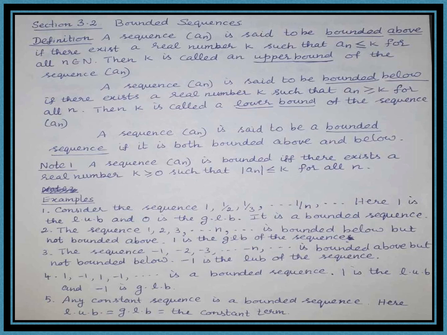Let us consider the sequence 1, -1, 1, -1, etc. It is a bounded sequence. The upper bound is going to be 1 and the lower bound is going to be -1. When we take any constant sequence, say 1, 1, 1, 1, etc., the upper bound is going to be 1 and the lower bound is going to be 1, that is, the constant term.